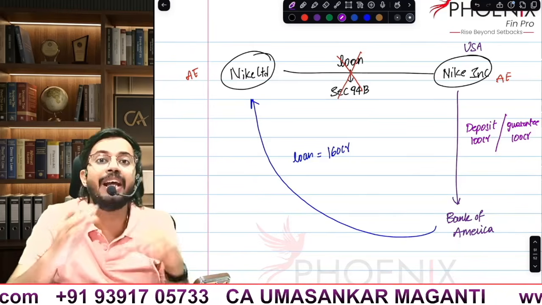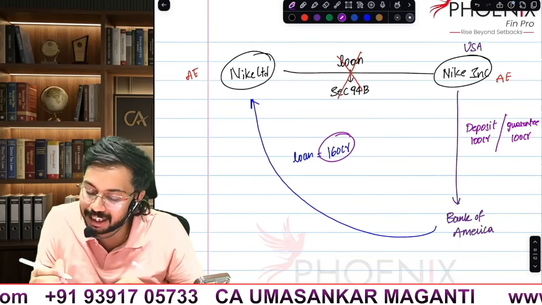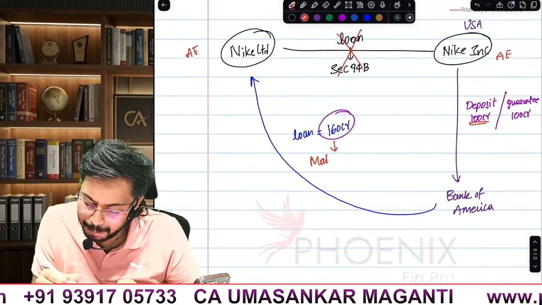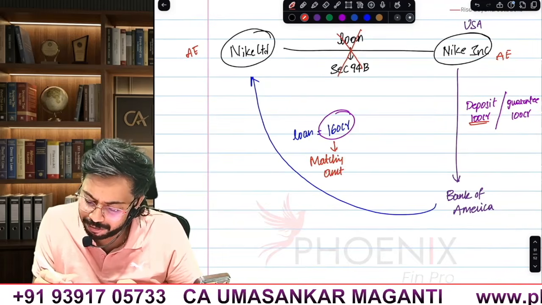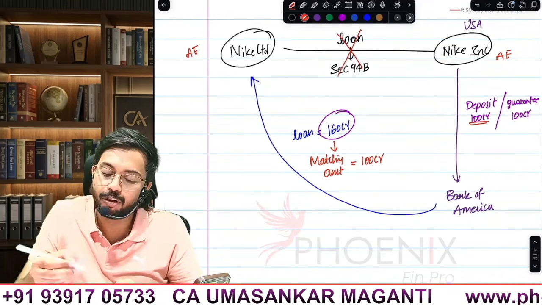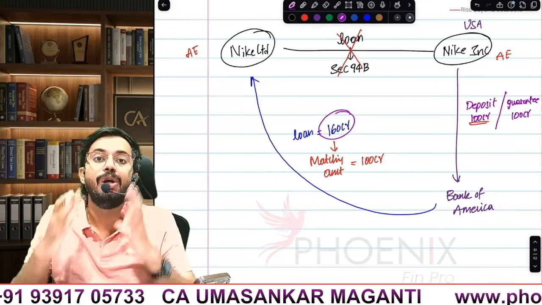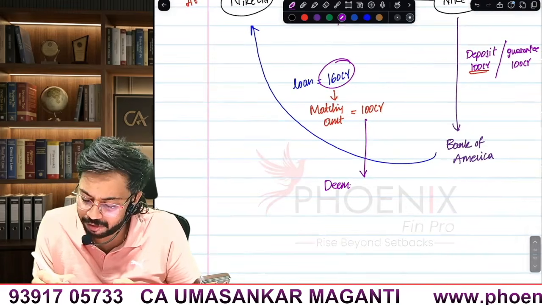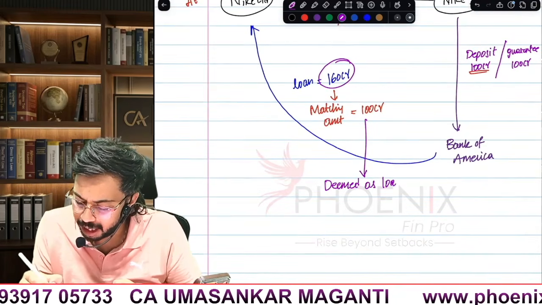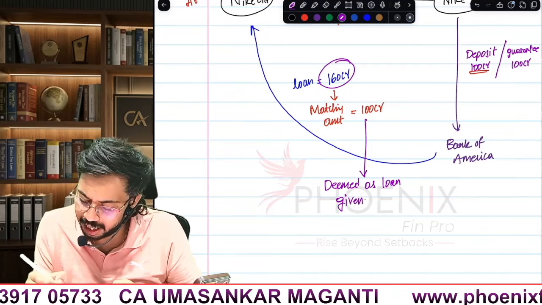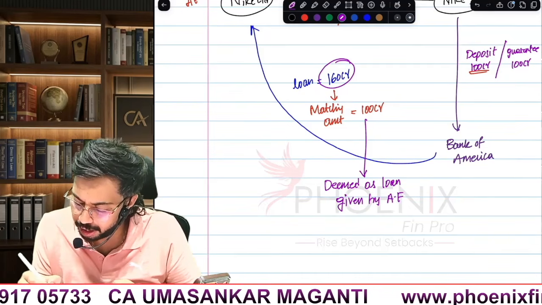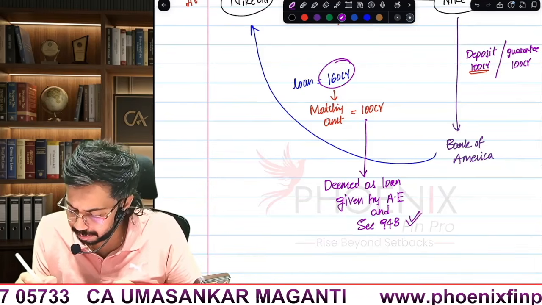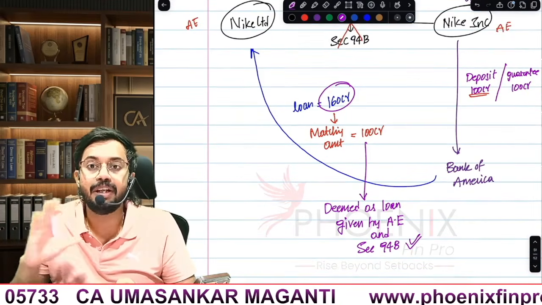In this case, to the extent of the matching amount, how much is the matching amount? The matching amount is 100 crores. So to the extent of the matching amount, 100 crores, section 94B is applicable. Even though the loan is given by Bank of America, to the extent of the matching amount it will be deemed as a loan given by the associated enterprise, and section 94B is applicable. Are you able to understand? So this is how it works.